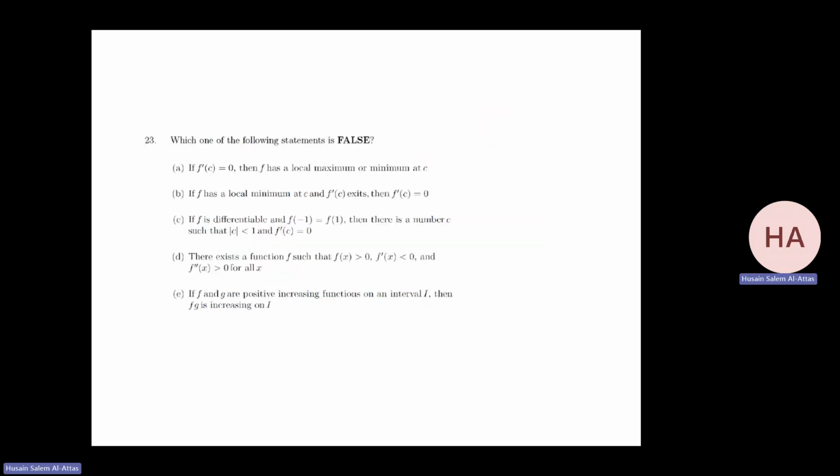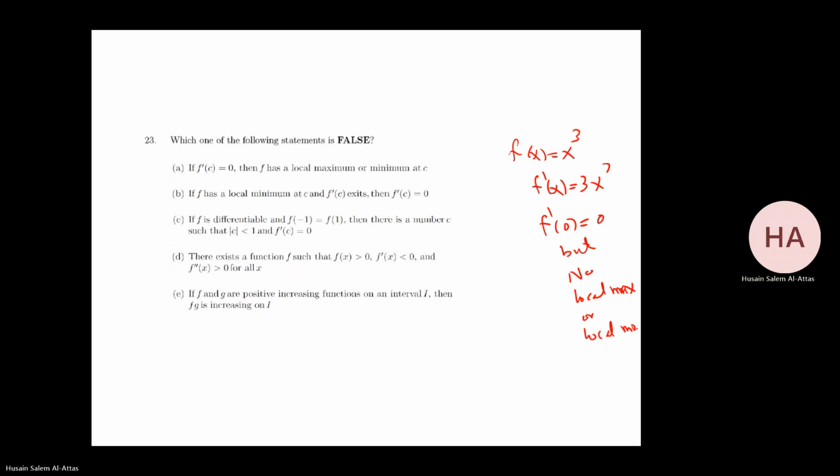If f prime equals 0, then it has a local maximum or minimum, no. Take this function, x cubed, f prime gives me 3x squared. So f prime equals 0 at 0, but no local maximum or local minimum. So this is wrong. If it has a local minimum or maximum and f prime exists, then f prime equals 0, yes. Differentiable, yeah, this is Rolle's theorem.